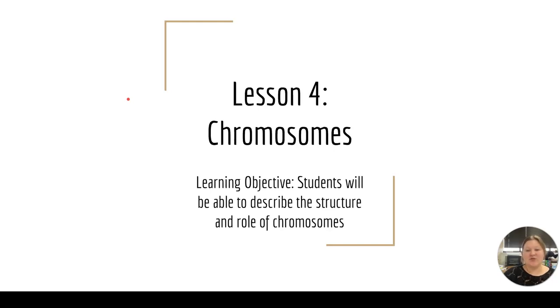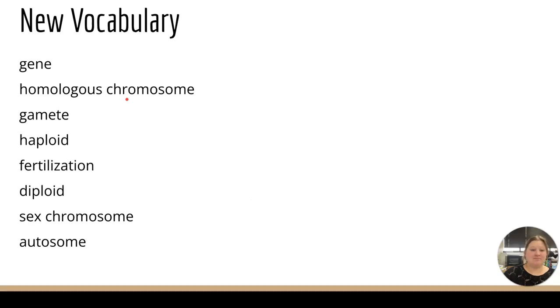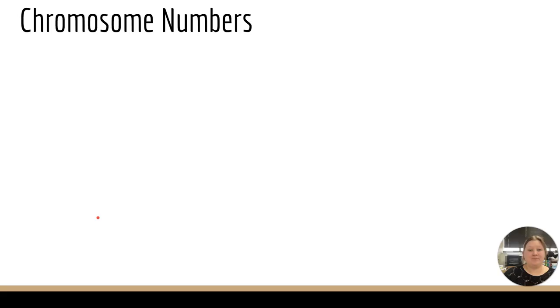All right, welcome to lesson 4. We're going to talk about chromosomes today. Learning objective is that you'll be able to describe the structure and role of chromosomes. So new vocab words, we have gene, homologous chromosome, gamete, haploid, fertilization, diploid, sex chromosome, and autosome.